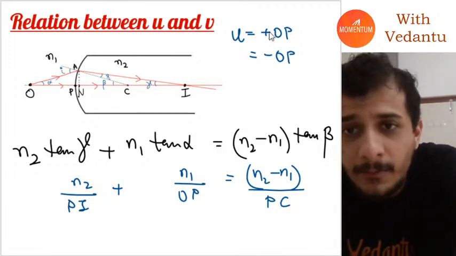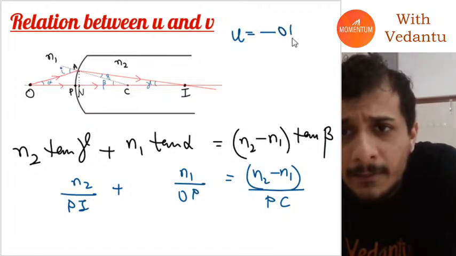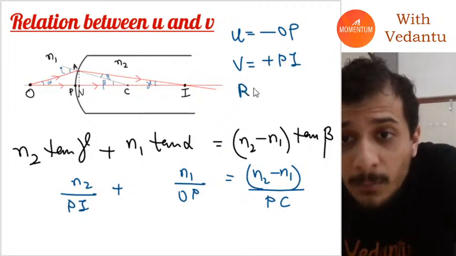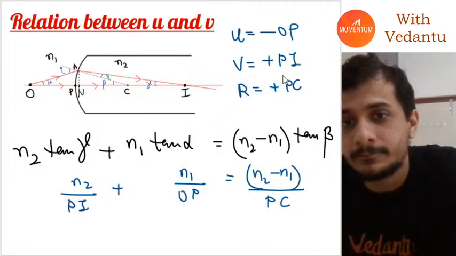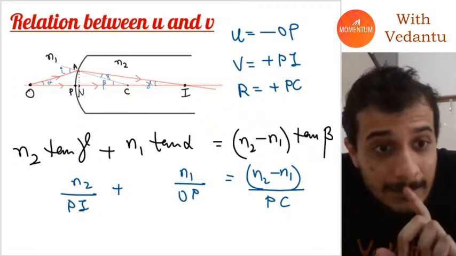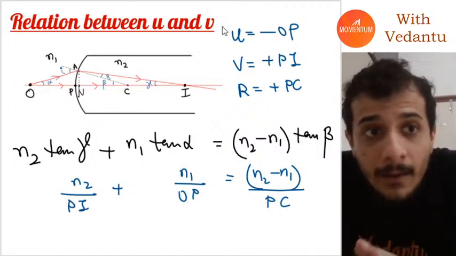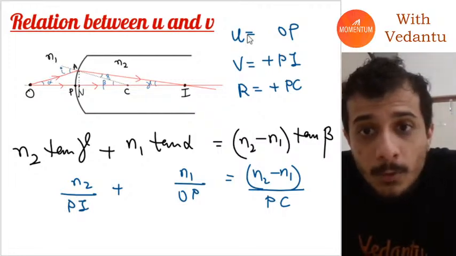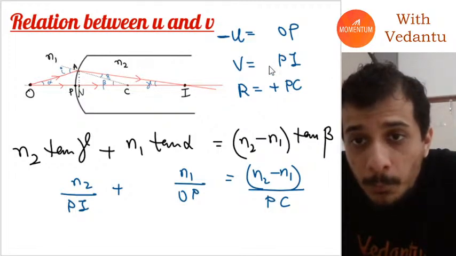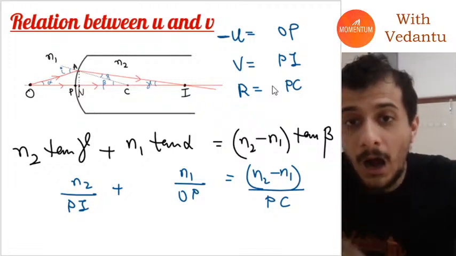Yeah, it will be the negative OP. I will choose negative OP. So u will be negative OP, v will be positive PI, and R will be positive PC. Another way of saying this is that OP will just be equal to negative u, PI will just be equal to positive v, and PC will just be equal to R.